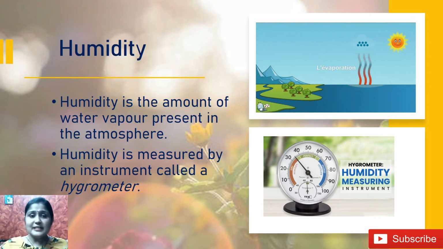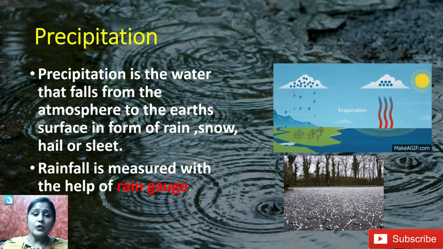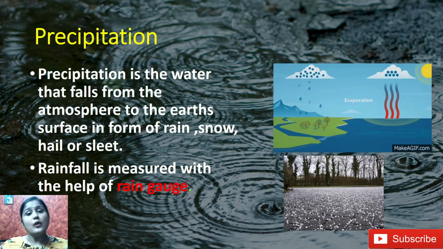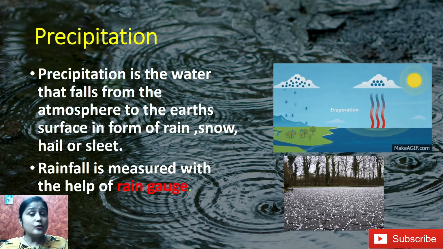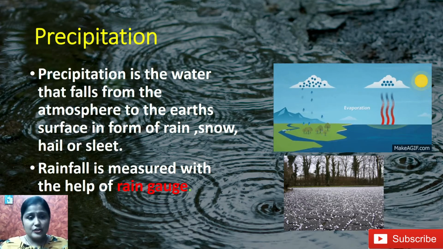Next is precipitation. Precipitation is the water that falls from the atmosphere to the earth's surface in the form of rain, snow, hail or sleet. As I told you, the water that evaporates from the water bodies gets collected in the atmosphere in the form of clouds. Now this water comes again on the earth in the form of rain, snow or hail, or we can say sleet. This is called precipitation.